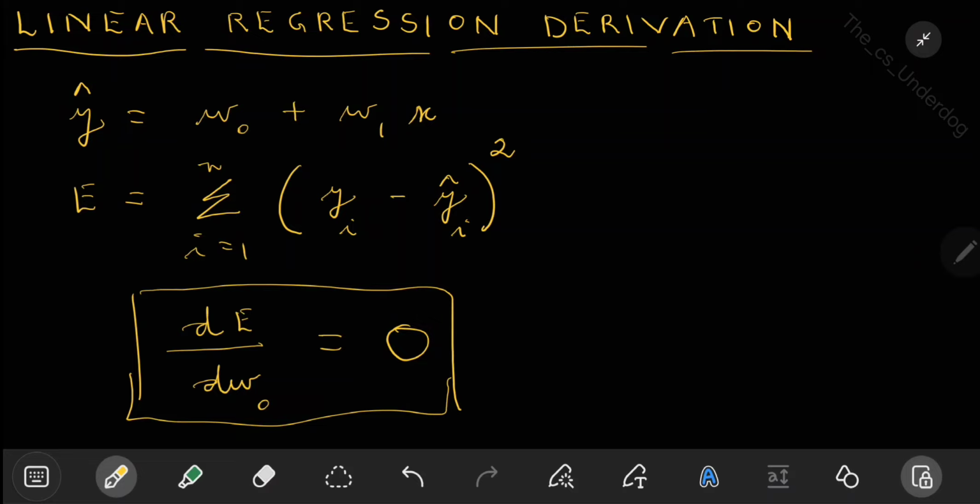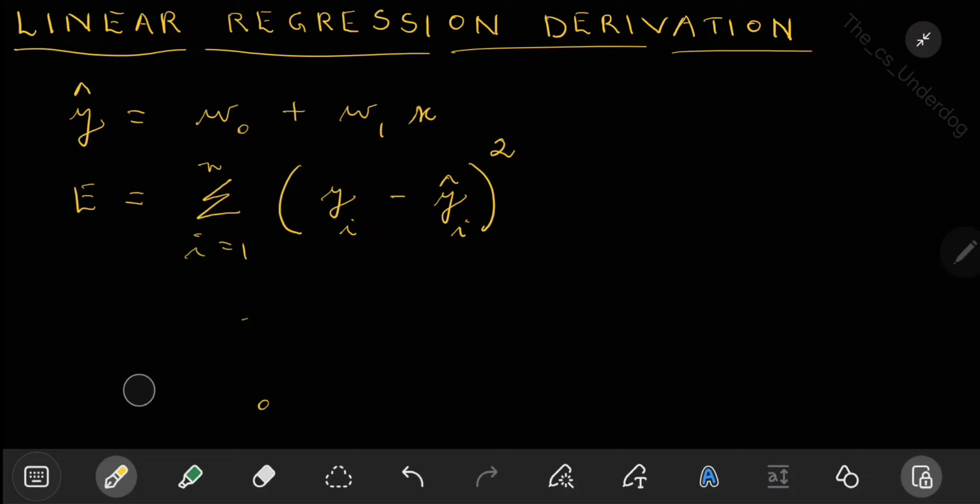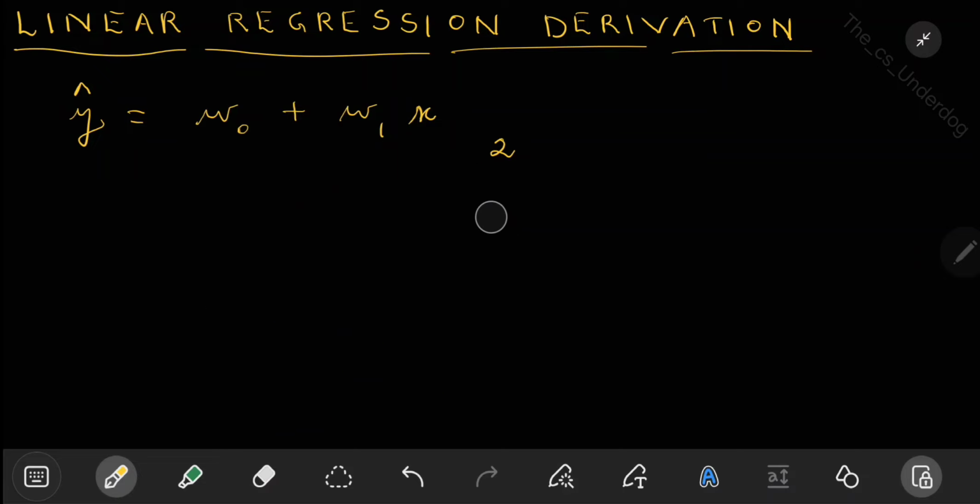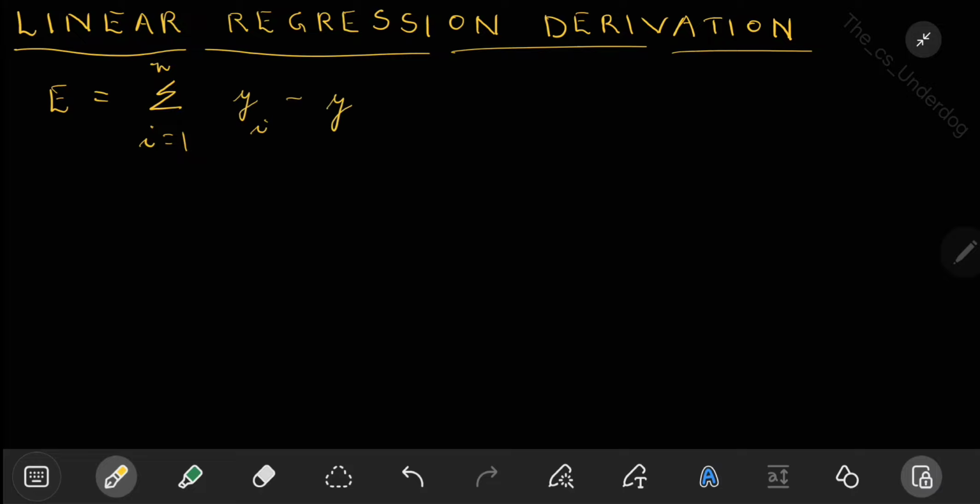Let us do the whole derivation now. I'll erase this and just write the error equation. So my error, sum of squares error, is sigma i is equal to 1 to n (yi minus yi cap) the whole square. This is my error. If I take the derivative with respect to W0, let's say what will happen. Before that, I'll substitute the value of yi cap. We already discussed that this value yi cap, this is W0 plus W1 xi, right?